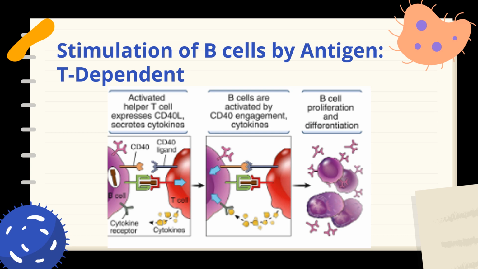CD40-CD40L interaction is where helper T cells express CD40L, which binds to CD40 on B cells. This promotes proliferation and survival. Cytokine release is where helper T cells secrete cytokines, which direct B cell differentiation and antibody production. Lastly, B cells undergo isotype switching depending on cytokine signaling, affinity maturation to enhance the affinity of antibodies for their antigen, and generate memory B cells for a faster and stronger immune response upon re-exposure to the same antigen. This response is critical for vaccine development and long-term immunity.